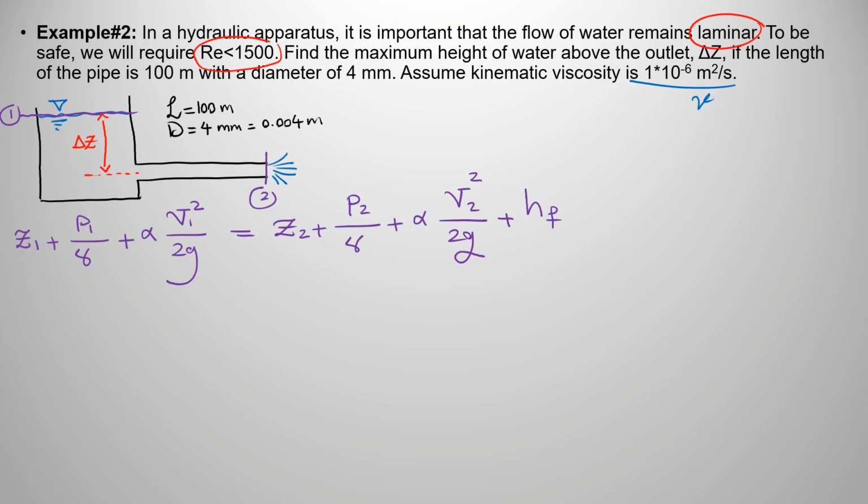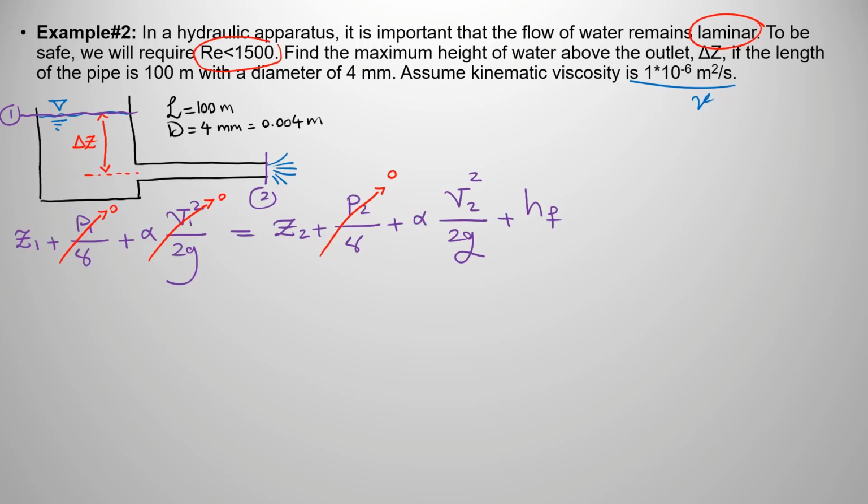Now, can we simplify this equation? Yes. Pressure at section 1 is equal to 0 because it's touching the atmosphere. Velocity of the surface of the tank is going to be 0 as well. Pressure at section 2 is going to be 0 as well. What else? Velocity at section 2 is not going to be equal to 0, right? Because it's a jet of water.